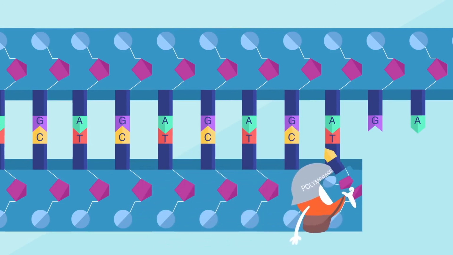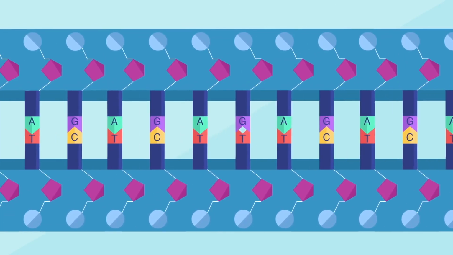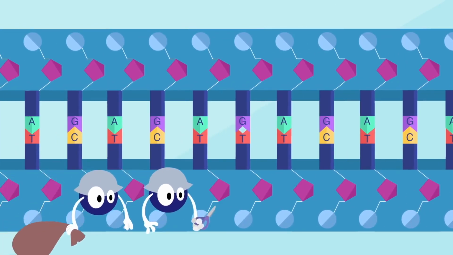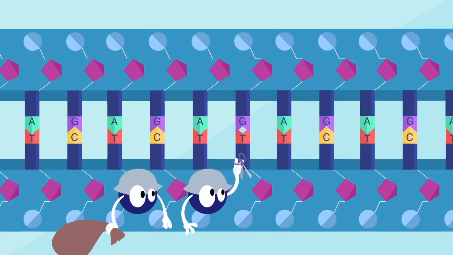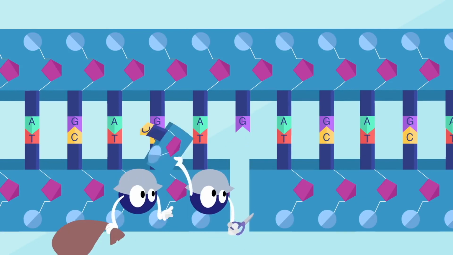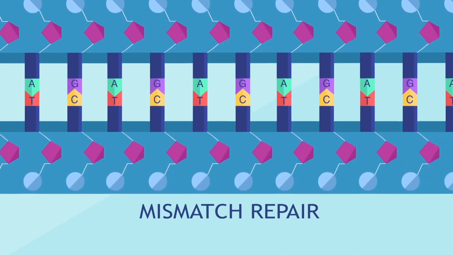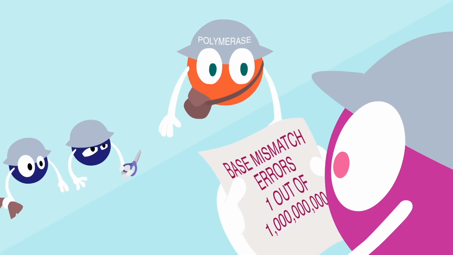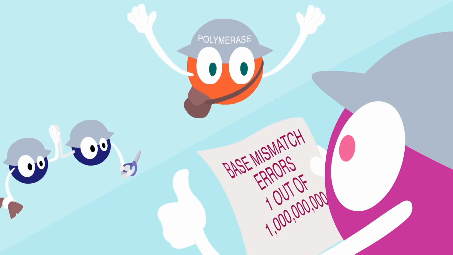And just in case it missed a few, a second set of proteins comes behind it to check. If they find a mismatch, they cut out the incorrect nucleotide and replace it. This is called mismatch repair. Together, these two systems reduce the number of base mismatch errors to about 1 in 1 billion.